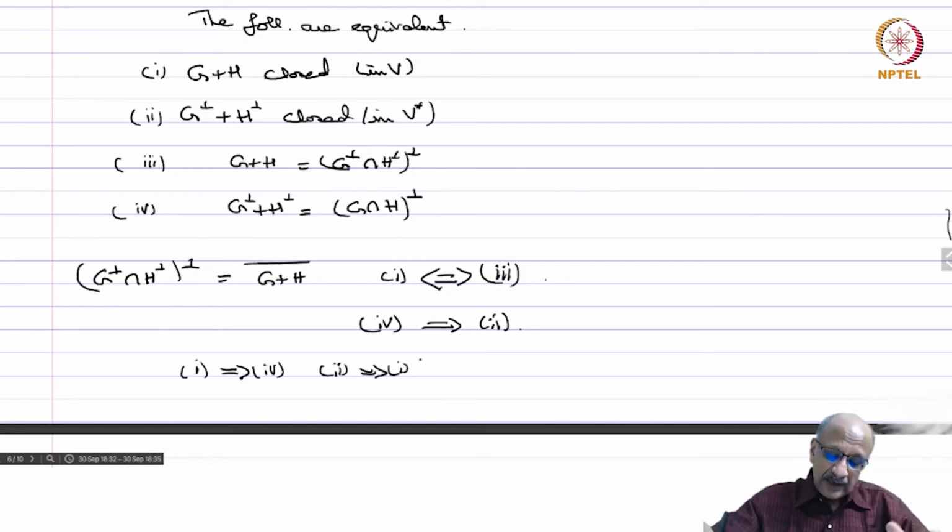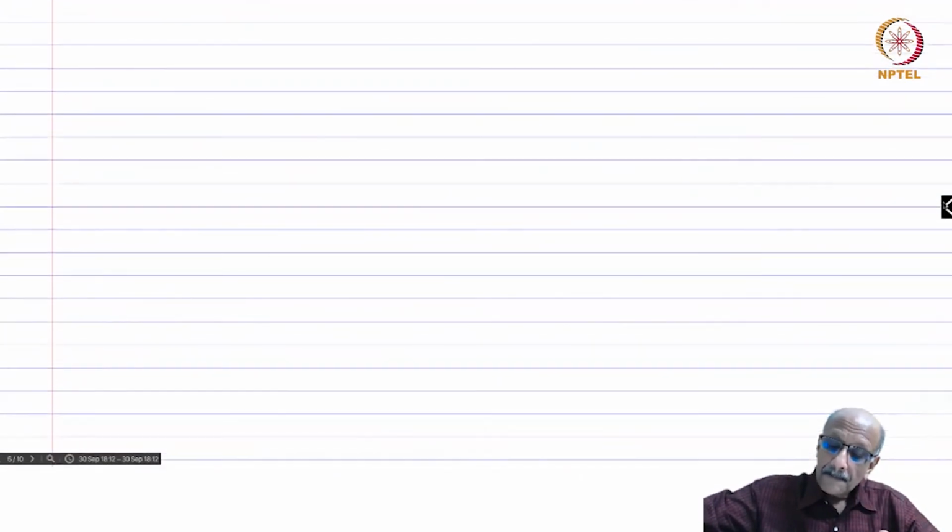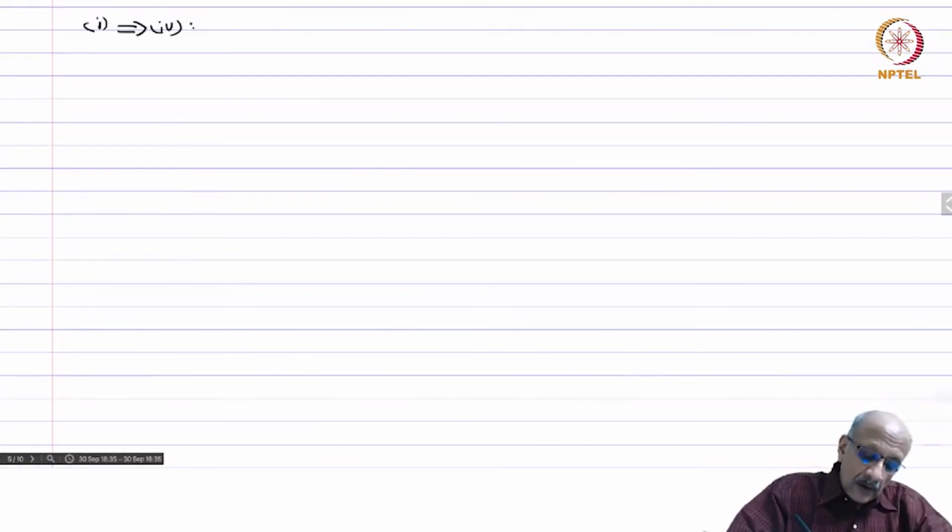Because 1 and 3 are equivalent, so 1 implies 4, 4 implies 2 is just done, and therefore 2 implies 1. If you can do all this, then of course this theorem is proved. So let us prove 1 implies 4. So what does 1 say? G plus H is closed.